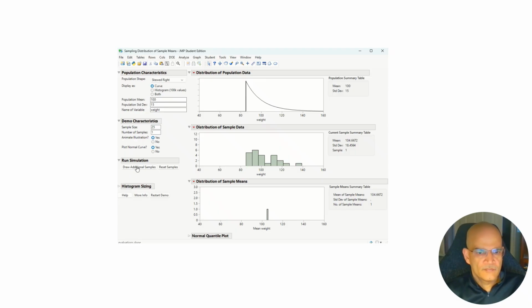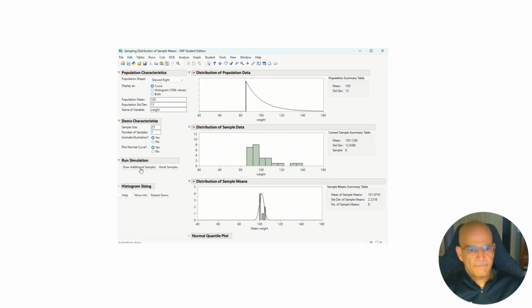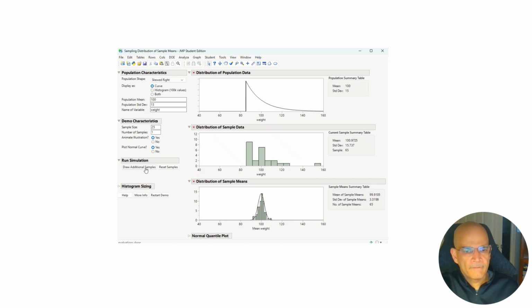Now let's draw multiple samples. So we keep drawing samples, and this is the distribution of the sample means. You can see that as we draw more and more samples, we have now 8 samples, and as we keep drawing samples, the mean of the sample means is approximating the population mean, and the distribution of sample means, though the population was nowhere near a normal distribution, is still normal. The more samples we draw, the more normally distributed this will start looking.